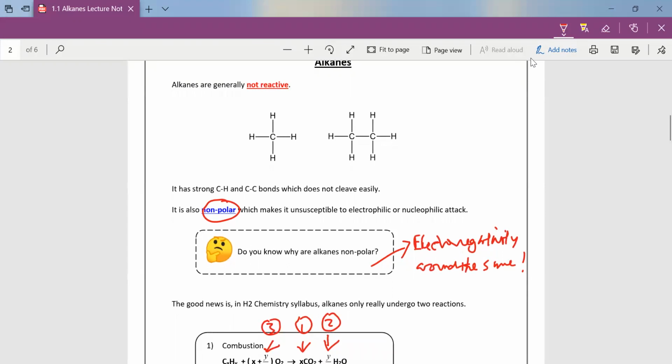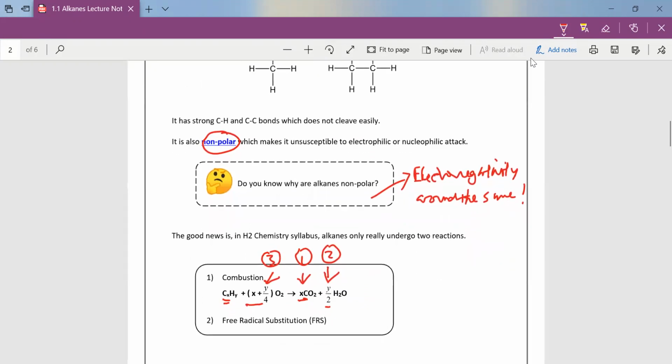All right, so for alkanes, generally we are only going through two kinds of reaction. Number one is combustion, and the second one is our main dish for today, which is the free radical substitution. For combustion, I'm pretty sure you have looked at this formula before.